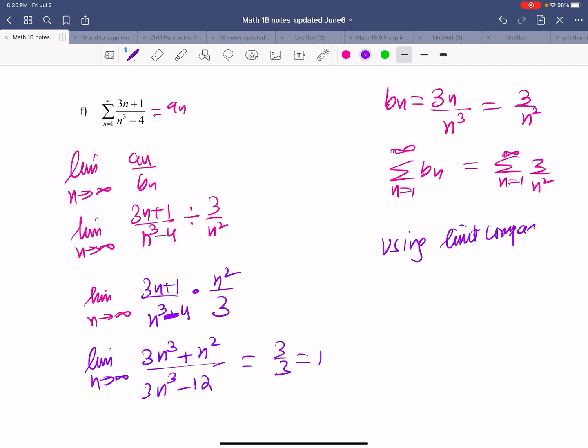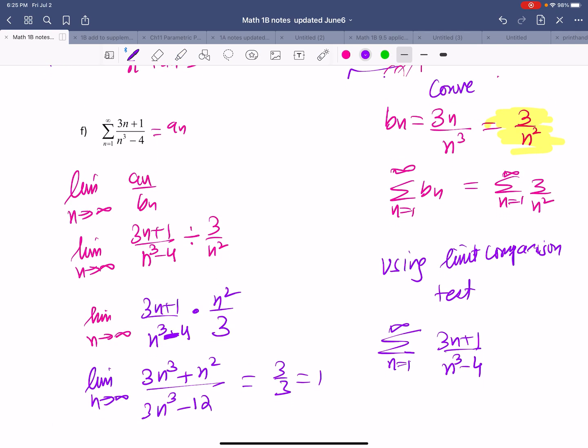So we can say, using the limit comparison test, the series we were looking at, 3n plus 1 over n cubed minus 4, from n equals 1 to infinity, also does what? What did we know about the bn? Did the bn converge or diverge? 3 over n squared is a convergent p series. So that means this series also converges.